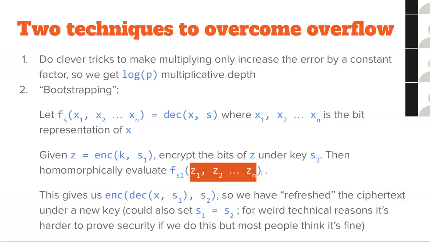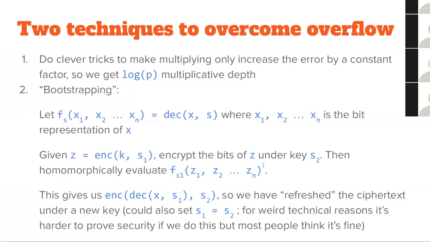What this gives you is that the decryption process returns 1 bit, which is the decryption of X. So it is the same bit that X represents, except it gets encrypted under the key S2. Before we had an X, which is an encryption of some bit under S, and now we have an encryption of X under the key S2.